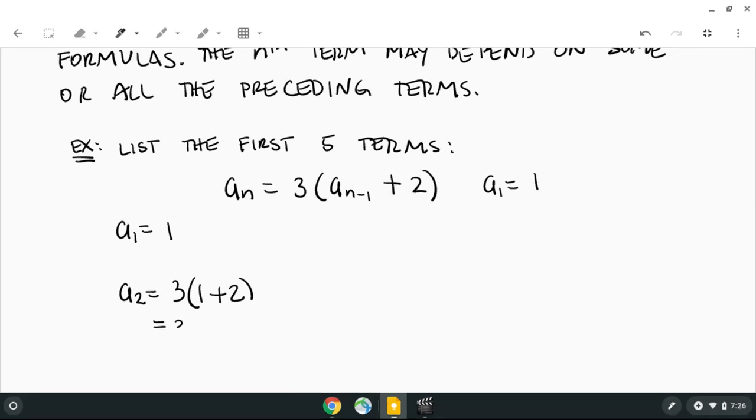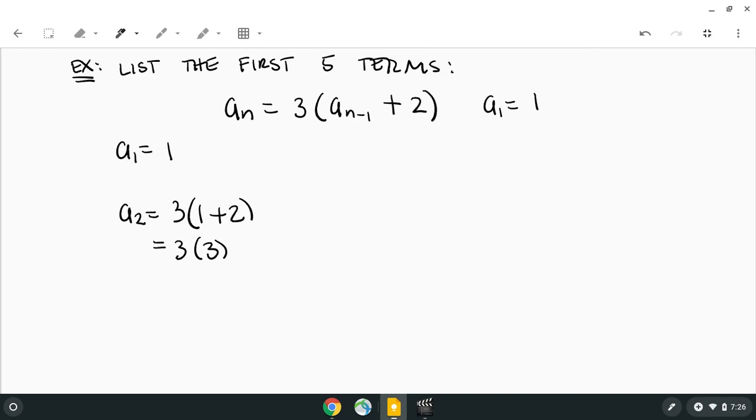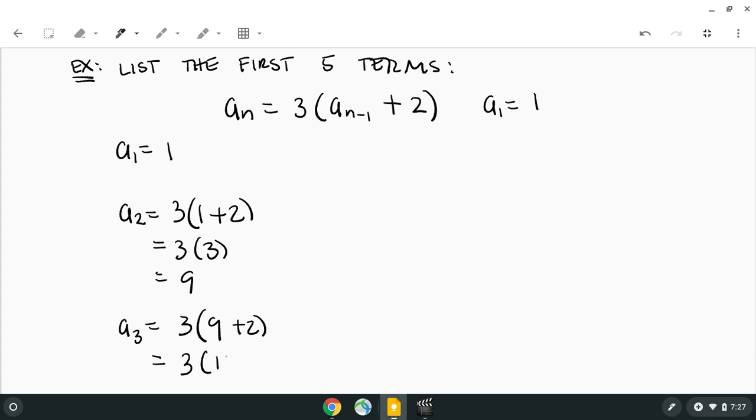3 times 3, and we get 9. Okay, let's go ahead and find a3. So according to the formula, it's 3 parentheses, and it's going to be the term before the third term, which is the second term, 9 plus 2. So this is going to be 3 times 11, which will be 33.